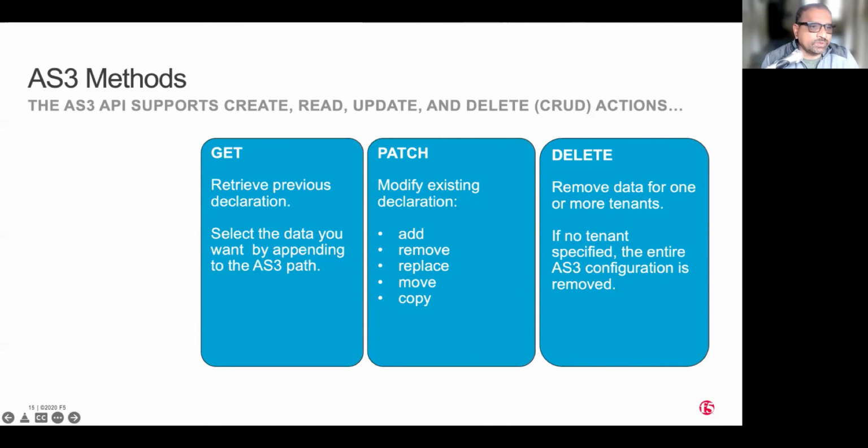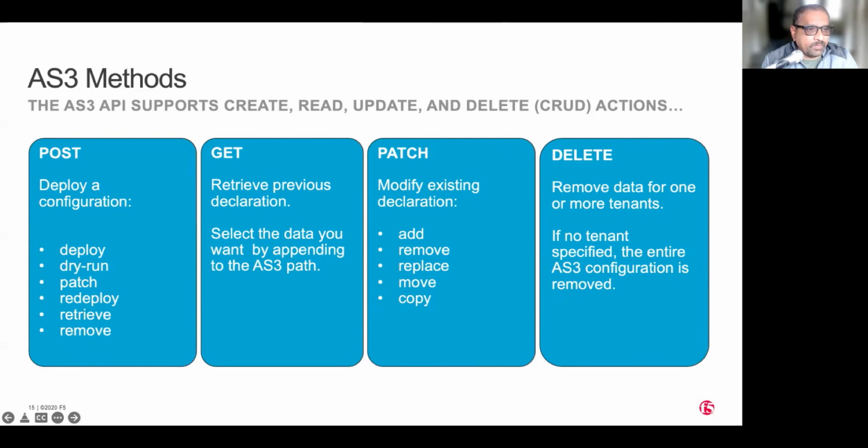You can also retrieve information. Like for example, let's say you have 100 AS3 applications deployed. You can basically look at or get information on that using the AS3 path. So it's a standard API interface where you can get all those kinds of information. And then finally, you can post, right? You can patch or deploy, or you can also do a dry run.